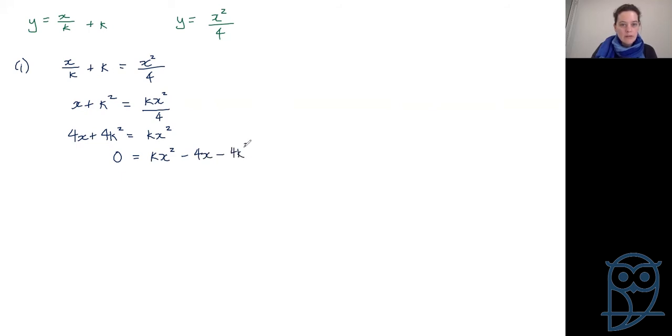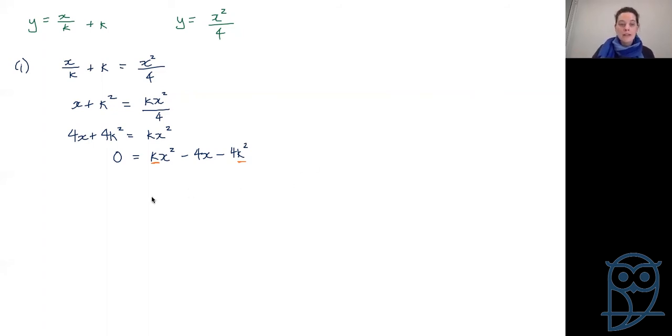minus 4k squared. So we've got now this equation of intersection, and it's a quadratic, but we don't know where that quadratic sits because we have all these unknown values of k in here. Okay, we've got a kx squared and we've got a 4k squared. And that means we have a quadratic that's representing this intersection between this line and this curve, but we don't know where it sits. We would need to know that value of k in order to know where our line and our curve intersect.